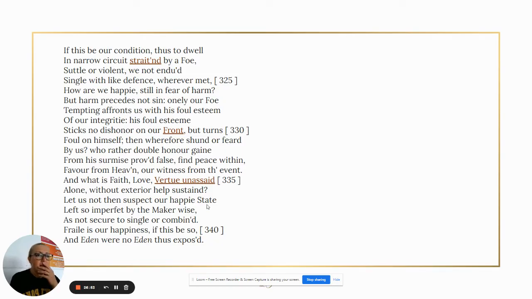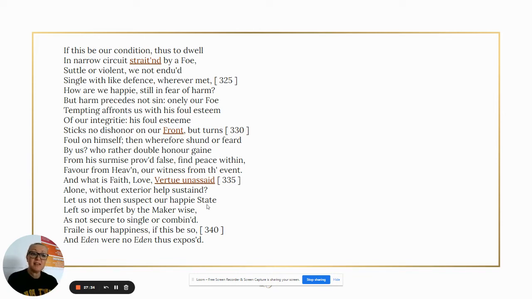Okay. And then Eve goes on to argue, well, what kind of life is this then? "If this be our condition, thus to dwell in narrow circuits straitened by a foe, how are we happy still in fear of harm?" And so she's arguing there for both of their freedom to do what they want. And she says, look, it won't be any dishonour to me if he tries to tempt me or to hurt me. It'll be dishonour on him. Rather, she says, I'll have double honour because I'll be able to prove that I can handle it, that I can fight against it.